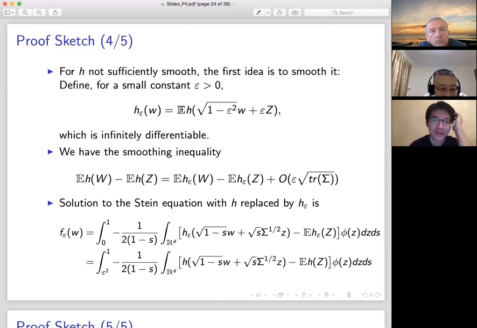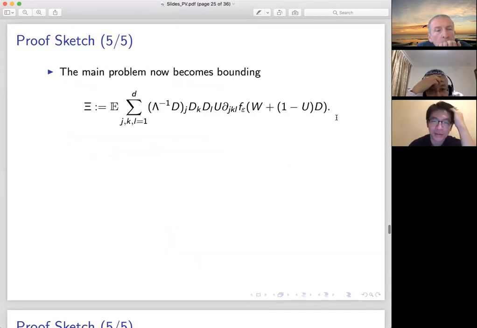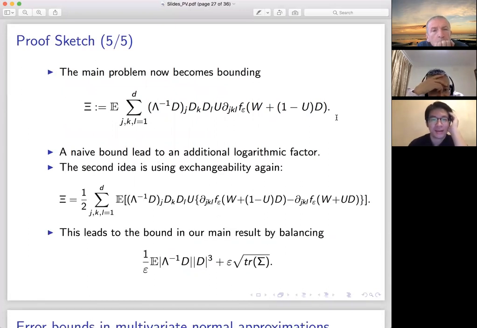So it's a standard smoothing of the test function. Then what you bound becomes a smooth function bound plus the error introduced by this smoothing. Then you work similarly, and the only change is that we had this problem for the third order derivative. We even go into the fourth order derivative. This is actually the key quantity we want to bound.